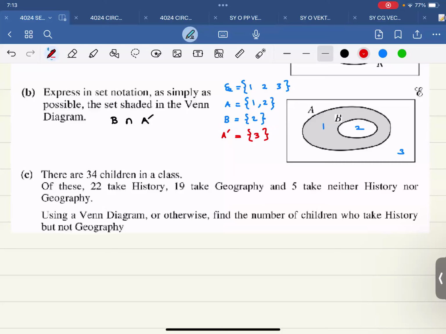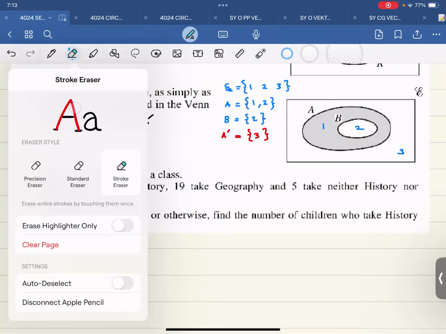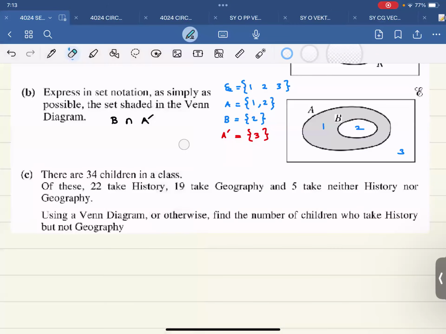So now if I ask for B intersection A complement, so outside of B is B complement. Actually, I wrote it the other way around. So let me use an eraser over here, and we have the 3 options. Let me choose a precision eraser. This is B complement intersection A. So let me just erase this. I'm interested in B complement. So B complement is 1 and 3.